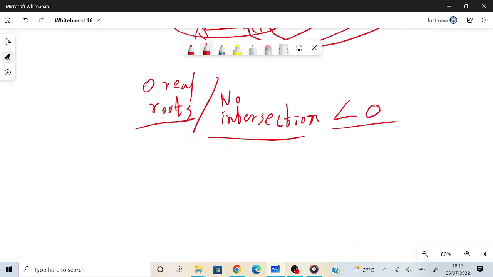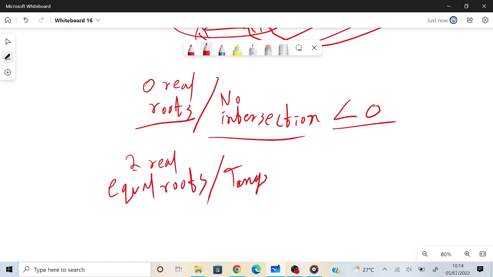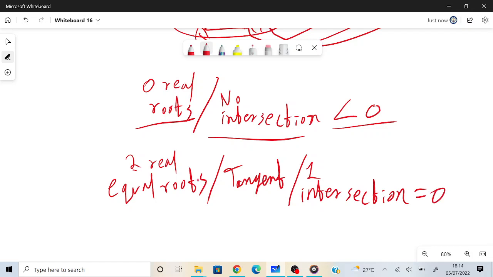If it says 2 real equal roots, or it says a tangent to a particular curve, or it says 1 point of intersection, then all you have to do in this case is equate it to 0. So this is simply just equal to 0.